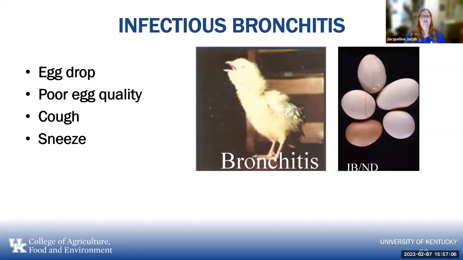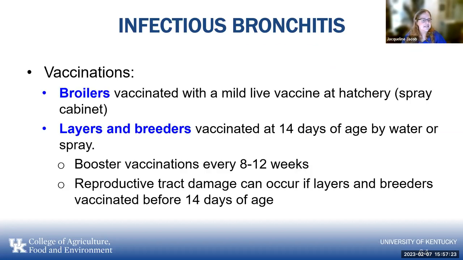So often you will see malformed eggs and a drop in egg production. You'll get the cough and sneezing, which is typical of bronchitis, but you'll also get the deformed eggs. You can vaccinate. Broilers can be vaccinated, although because they have such a short lifespan, because they're usually harvested at 6 or 8 weeks, they don't normally vaccinate, but they could if it's a bad problem in the area. But layers and breeders are typically vaccinated at 14 days of age by water or spray. Then they have to give boosters every 8 to 12 weeks.